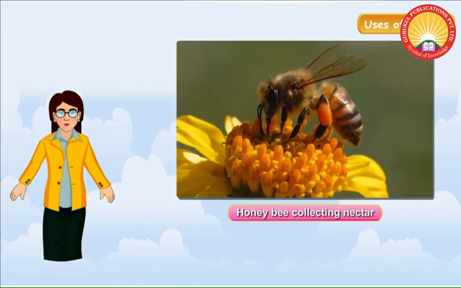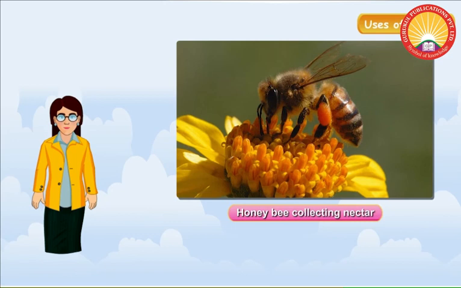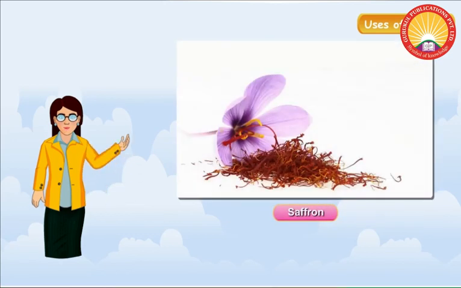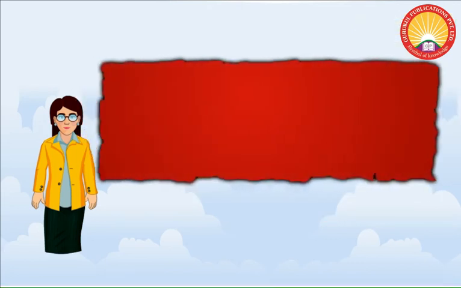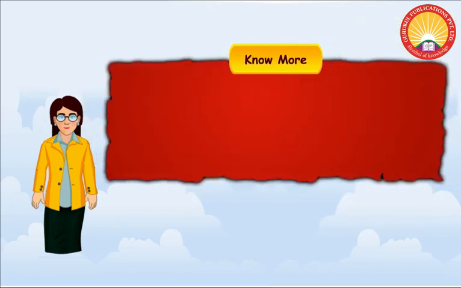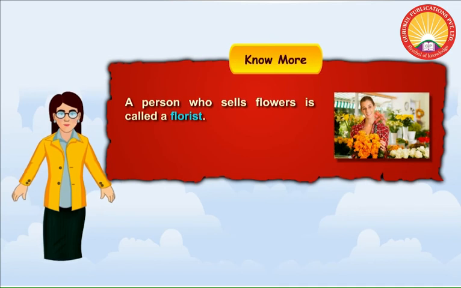Honeybees collect nectar from flowers to make honey. Saffron is also obtained from flowers. Know more. A person who sells flowers is called a florist.